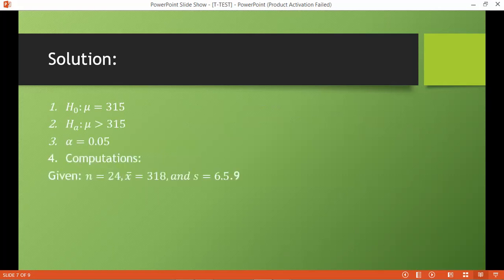Now, since our value of n, the small letter n, or our sample size is lesser than 30, then we cannot use the z-test. And therefore, we will use t-test. So upon computing the t-test, we have the value of 2.2611. That is our t value.